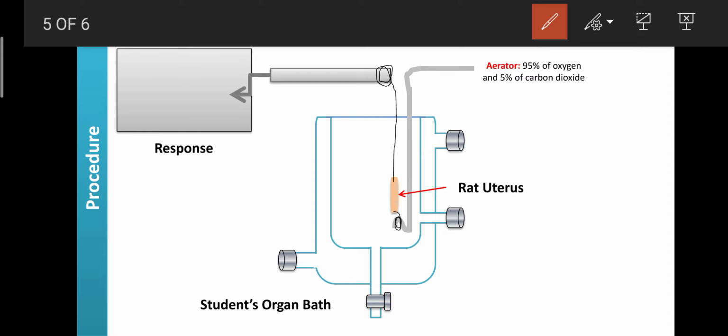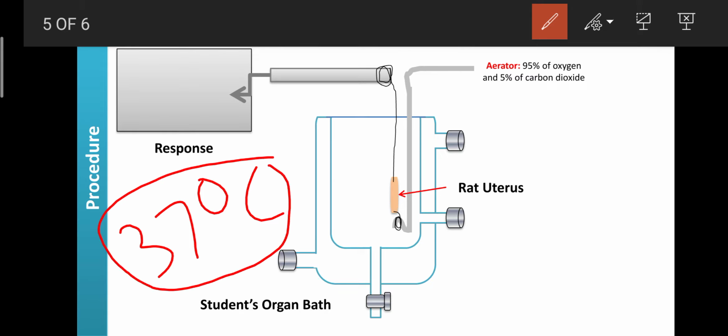It consists of one thermostat, which is helpful to maintain the temperature. Here we are maintaining a temperature of 37 degrees centigrade in this chamber, similar to the rat body temperature. Due to the presence of PSS, the D-Jalon solution, and this temperature, the rat uterus survives during the whole experiment.